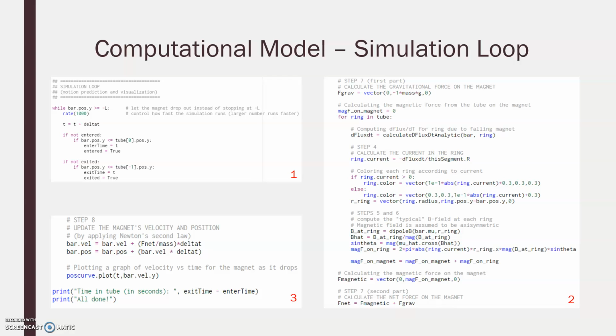The next portion models the bar magnet falling through the aluminum tube using a while loop, which includes a time, velocity and position update, and a gravitational force, magnetic force, and a net force calculation, and a nested for loop that calculates the change in flux over time, the current in the ring, the magnetic force from the tube on the magnet, and the magnetic field at each ring, the net force, and velocity. The final lines of code plot the velocity versus time graph within the while loop and print the amount of time it takes for the magnet to fall through the aluminum tube.